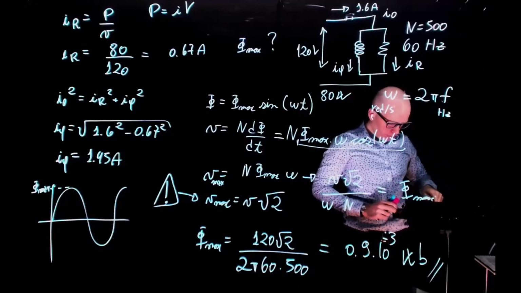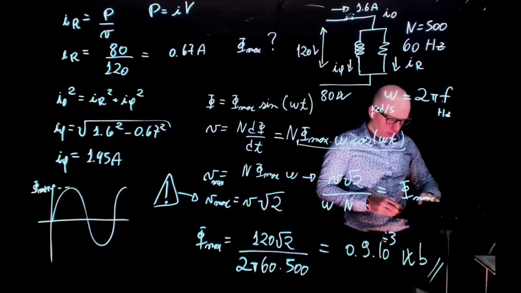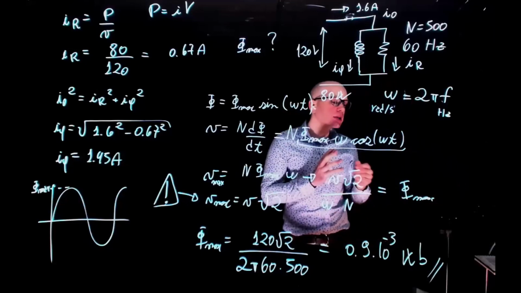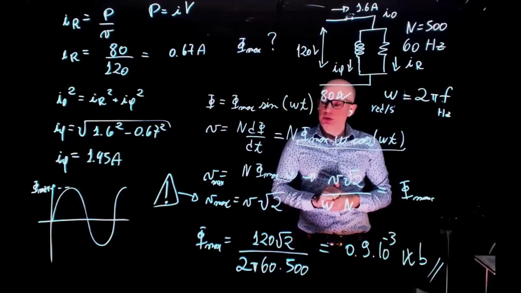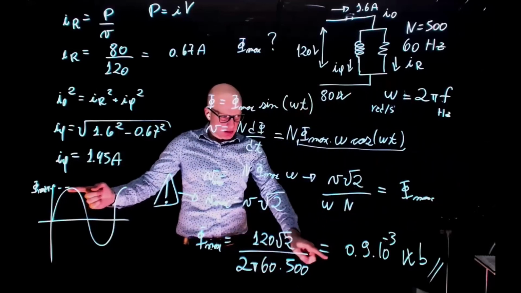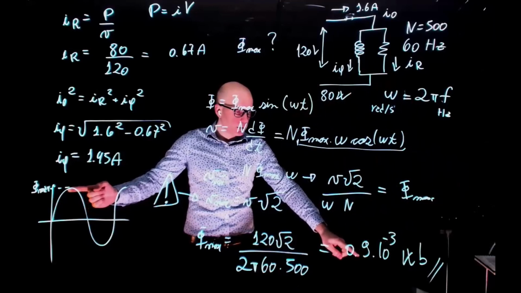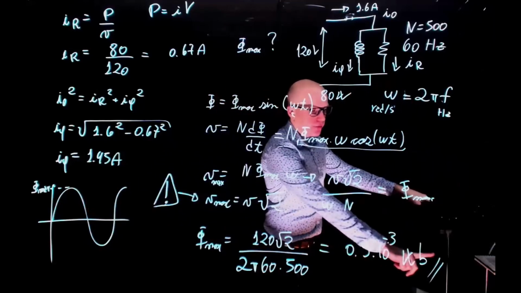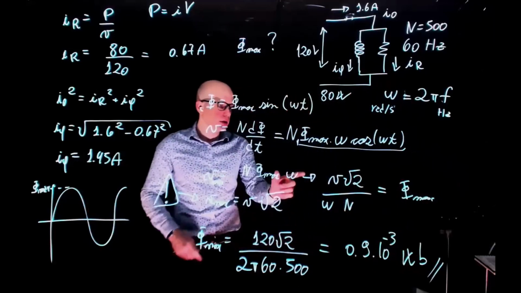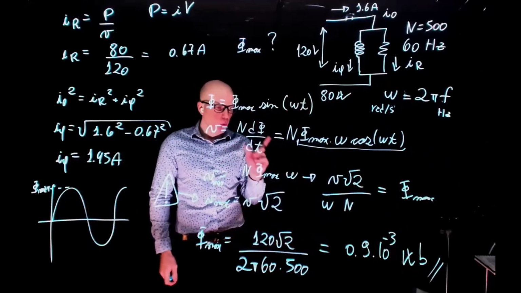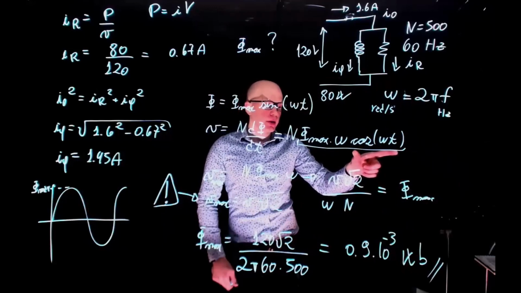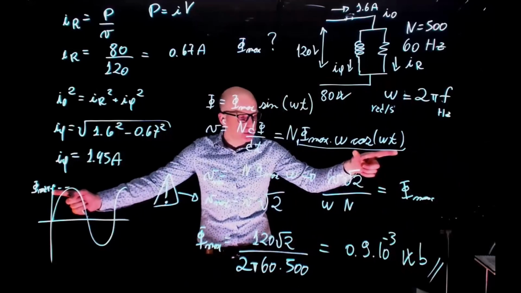Yes. Professor, why did we ignore the cosine component? Because you're only interested in the maximum value. So the maximum value of the magnetic flux. You can still have this times cosine of omega t, but the maximum value happens when cosine of omega t is 1. Cosine of omega t is 1, which is this peak value here.